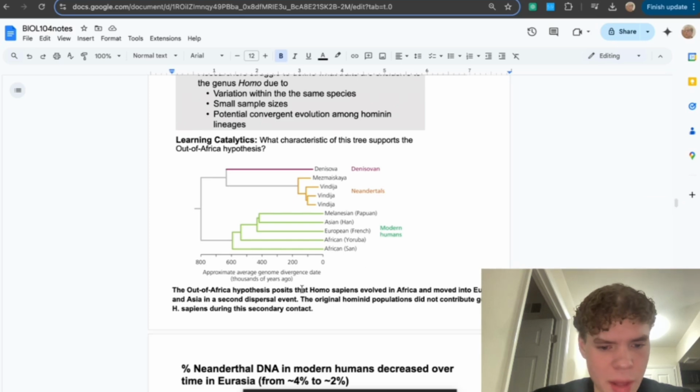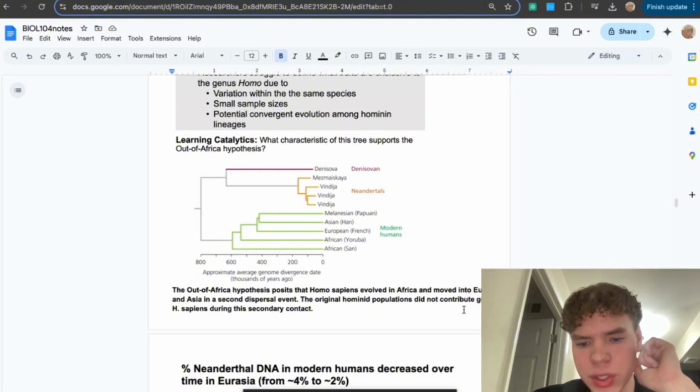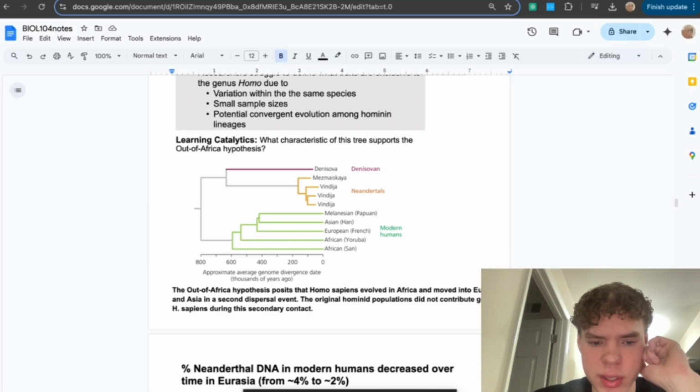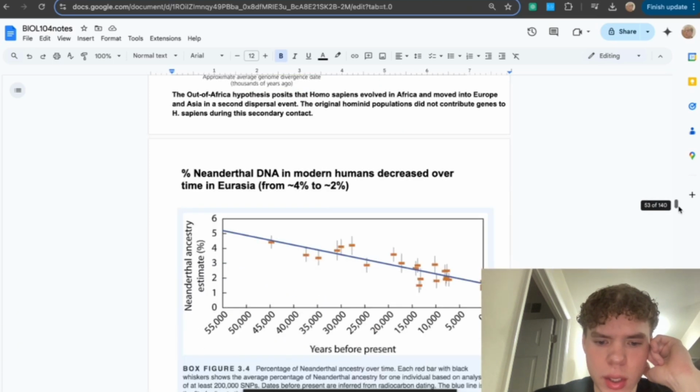The out of Africa hypothesis says that Homo sapiens evolved in Africa and moved into Europe and Asia in a second dispersal event. The original hominoid populations did not contribute genes to Homo sapiens during this secondary contact. Yeah, and that's what I said.